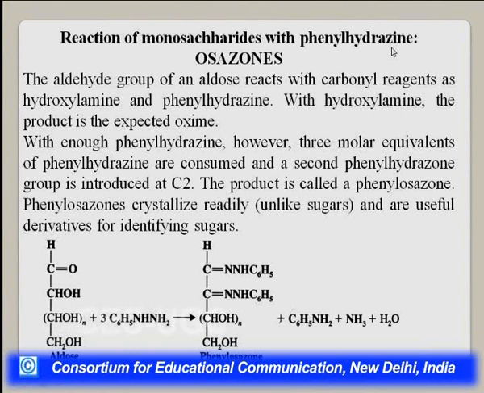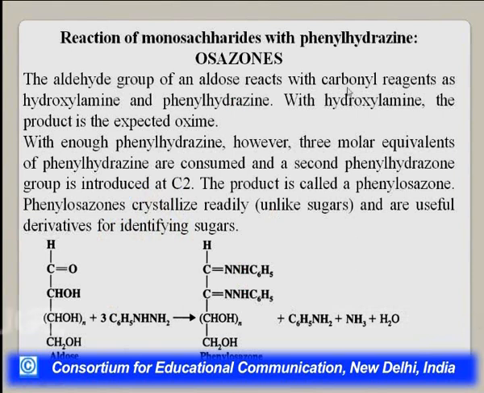You know what is hydrazine? NH2NH2. When one hydrogen gets replaced by phenyl, it converts to phenylhydrazine. And we are very much aware of the fact, we have discussed in detail in the series of aldehydes and ketones, that aldehydes and ketones when reacting with phenylhydrazine will yield the phenylhydrazone. The aldehydic group of an aldose reacts with carbonyl reagents such as hydroxylamine and phenylhydrazine. With hydroxylamine, the product is the expected oxime.